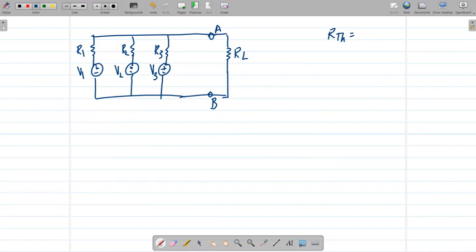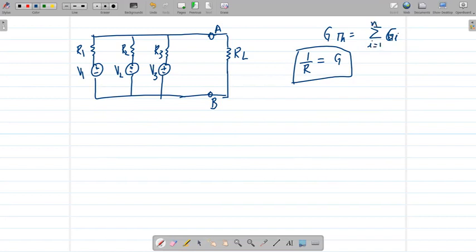We can mention that 1 by R is equal to G, conductance, right? Resistance inverse is equal to conductance. So it's easier to express this as a Thevenin conductance than a Thevenin resistance, because then I can just say that G Thevenin is sigma i Gi. Gi is the conductance of the individual branch, and i is summed from 1 to n.